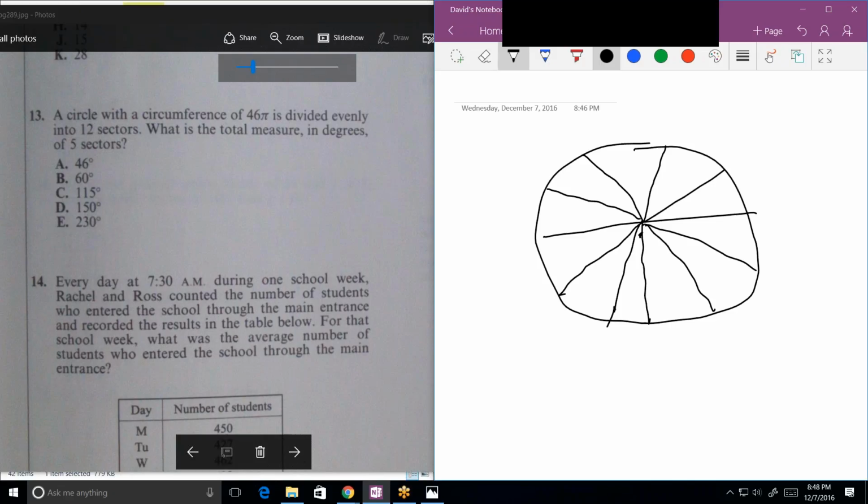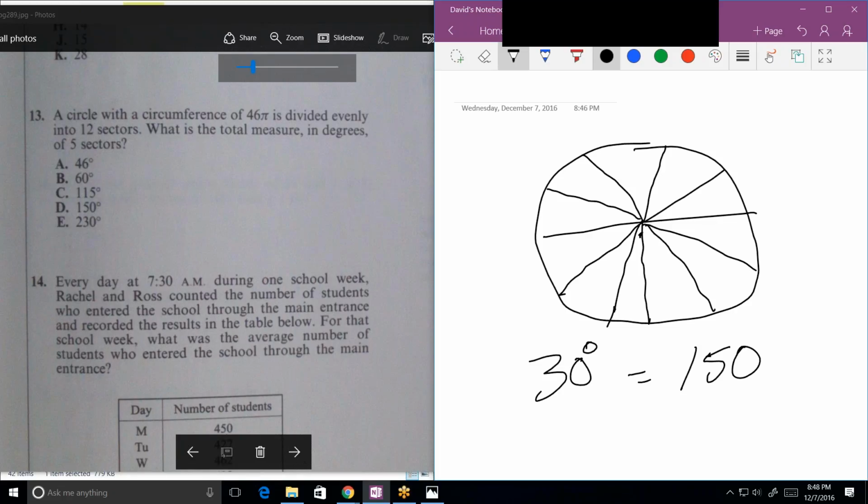Maybe 30. Right. And it wants to know the degree measurement of 5 of the sectors. 150. That's how you do it. And you don't even take into account the 46 pi, not needed.